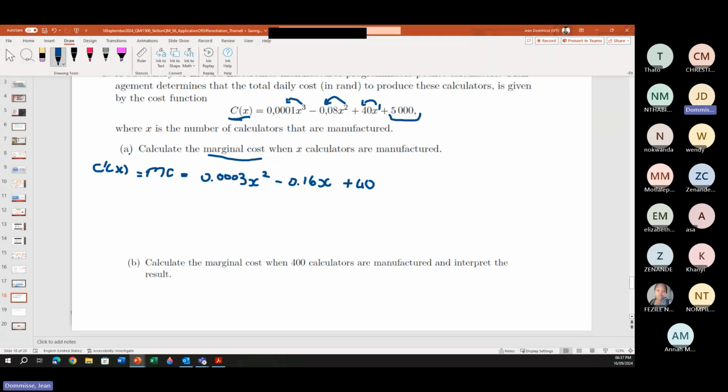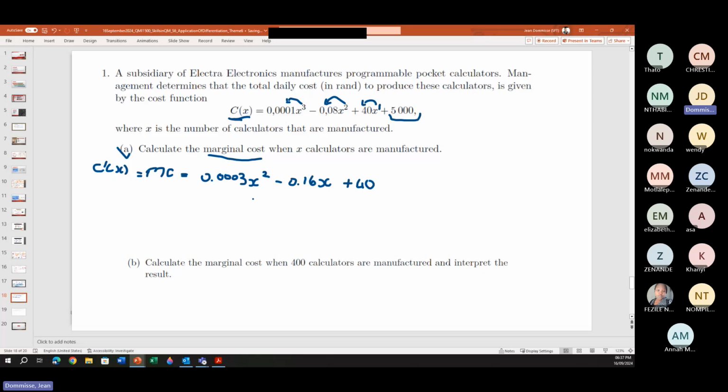So again, they might ask you to work out the marginal cost function, and then they might say, okay, but work out when the quantity is 400. Then all that we do is replace in that formula the x by 400.